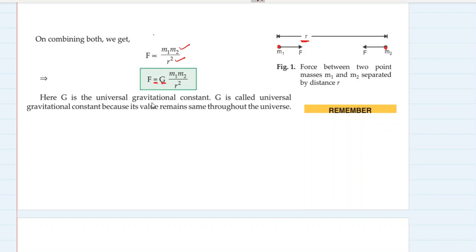G is called universal gravitational constant because its value remains constant throughout the universe. Its value is the same anywhere you go in the universe. So the final formula for the gravitational force of attraction between two bodies becomes F is equal to G m1 m2, the product of the two masses, upon r square, the square of the distance between them, where G is the universal gravitational constant. Now we have to find the value of G.